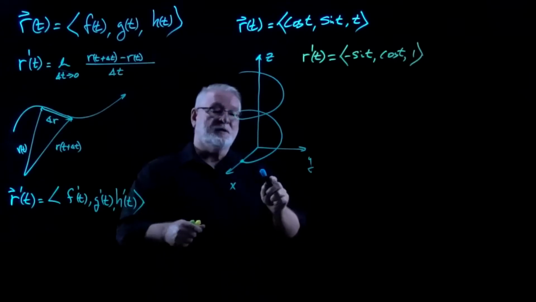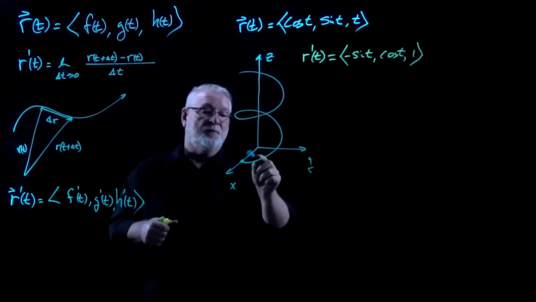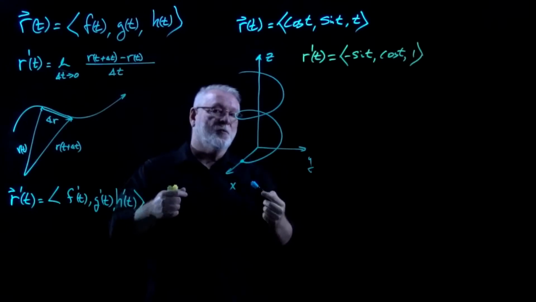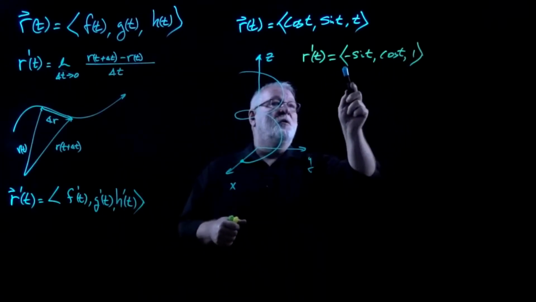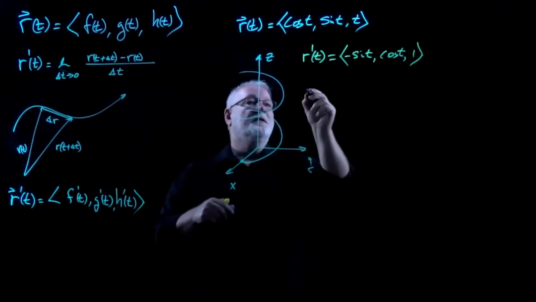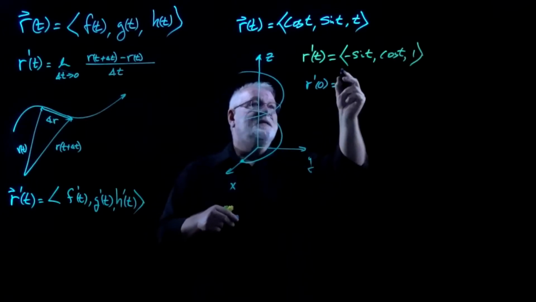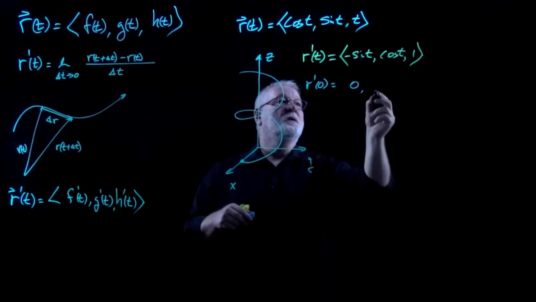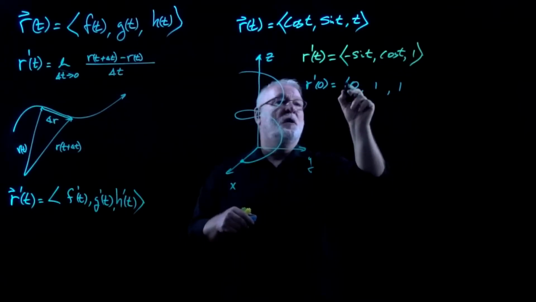Now we know that the location of the helix begins at t equals 0 at the point 1, 0, 0 on the x-axis. What is the derivative at that point though? Well, let's plug 0 into r prime of t. That is r prime of 0. At t equals 0, of course, sine of t is still 0, cosine of t is 1, and the z component is always 1 in the derivative.